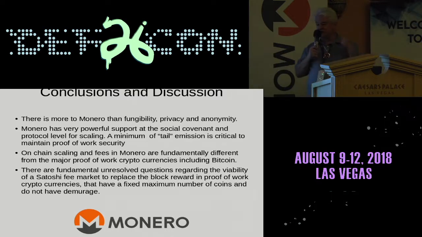Largely, this is due to the combination of the adaptive block size limit, the crypto node policy, with the minimum tail emission, which gives you the security. And the minimum tail emission is absolutely critical to maintain proof of work security.